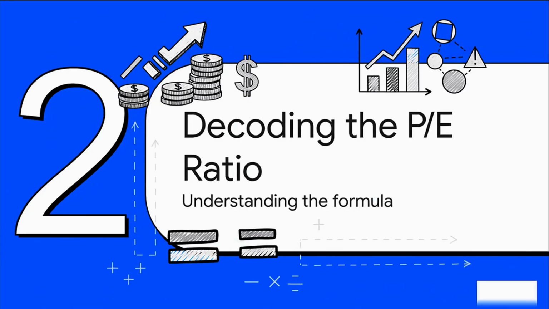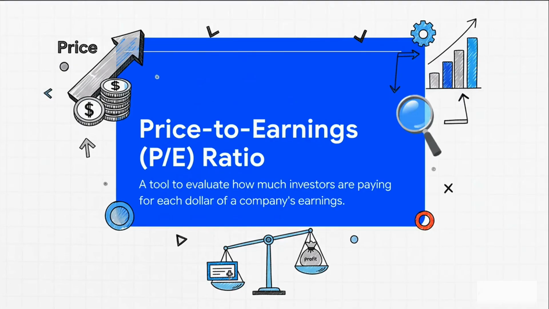All right, so let's get into it. What exactly is this PE ratio? We're going to decode the formula and figure out what it's really telling us. And don't worry, I promise, it's way simpler than it sounds. So, the official definition is that the price-to-earnings ratio is a valuation tool that compares a company's share price to its earnings. But what does that really mean?